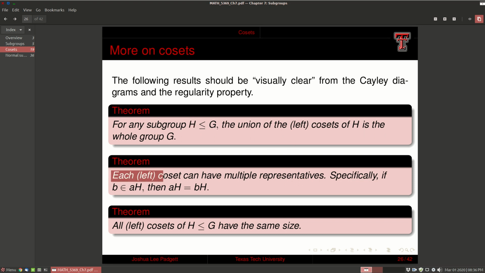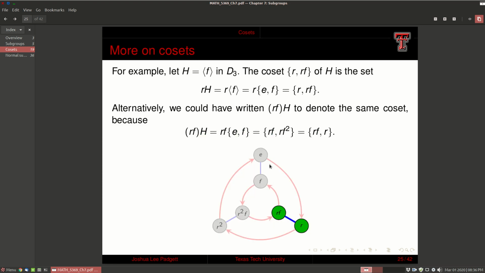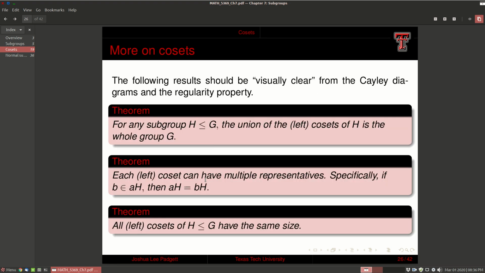All right, each left coset can have multiple representatives. So what do I mean by multiple representatives? I mean that I can either write it as RH or RFH, right? So many of these cosets can have multiple representatives. All right, so specifically, if I have a coset AH and B is in this coset, then AH is equal to BH.